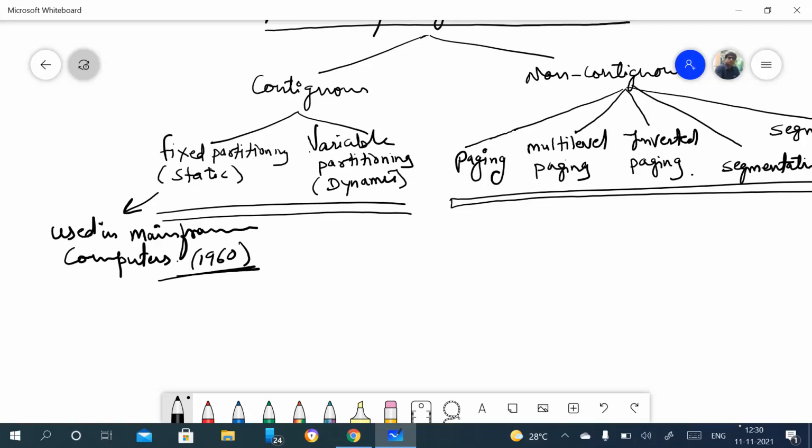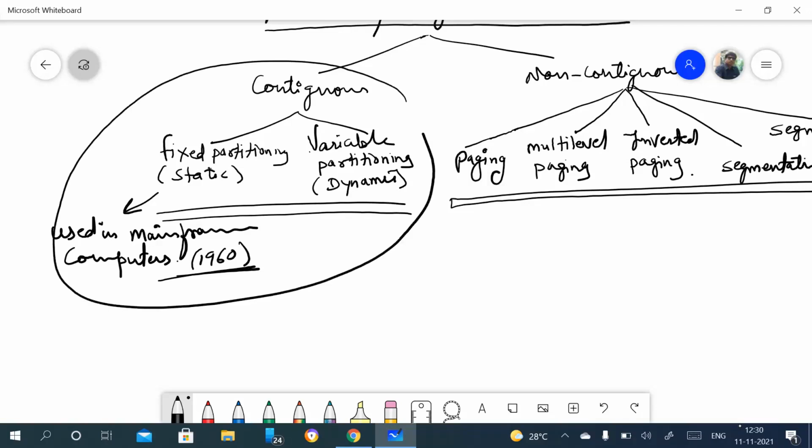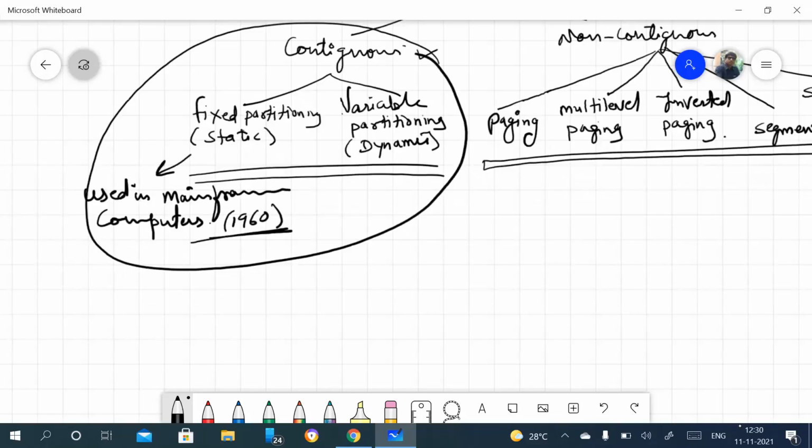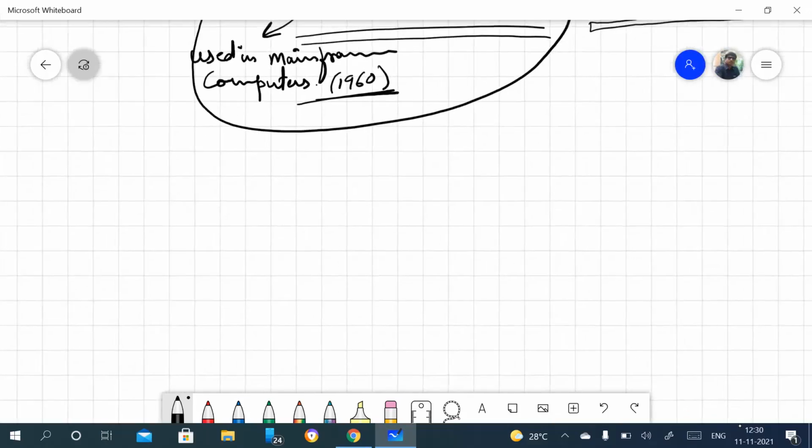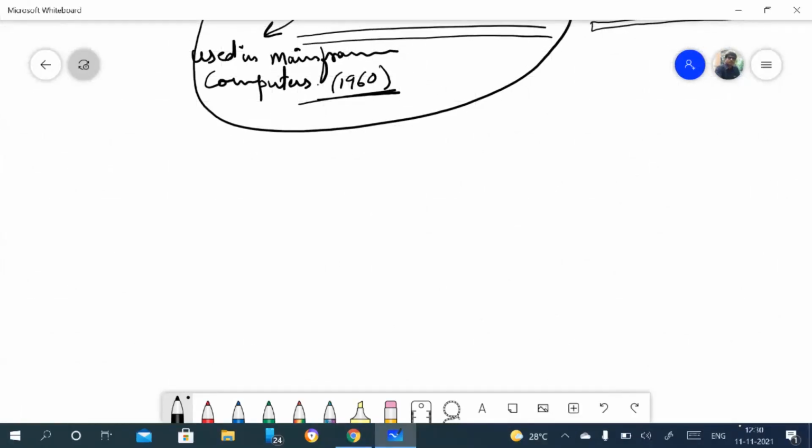First, today we'll just try to complete this portion, right? First, we'll see what is contiguous and non-contiguous, and then we'll go with these two, fixed and variable partitioning, right? So here the name indicates what contiguous means and what non-contiguous means.